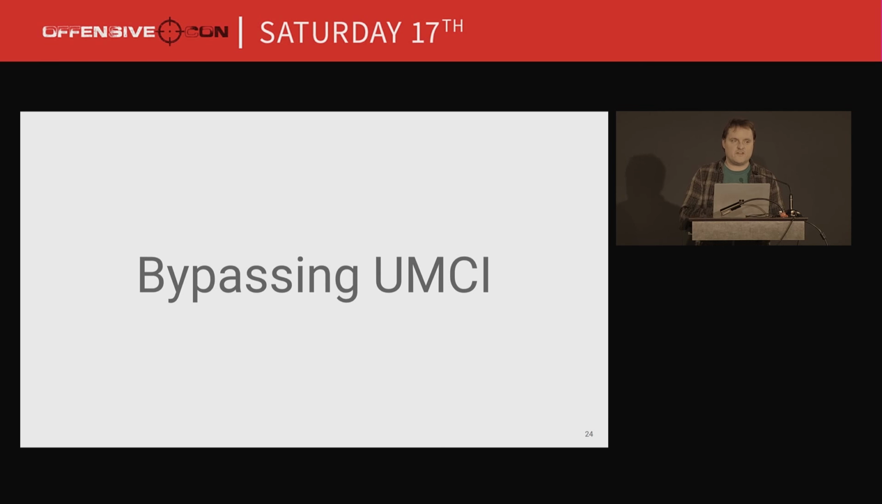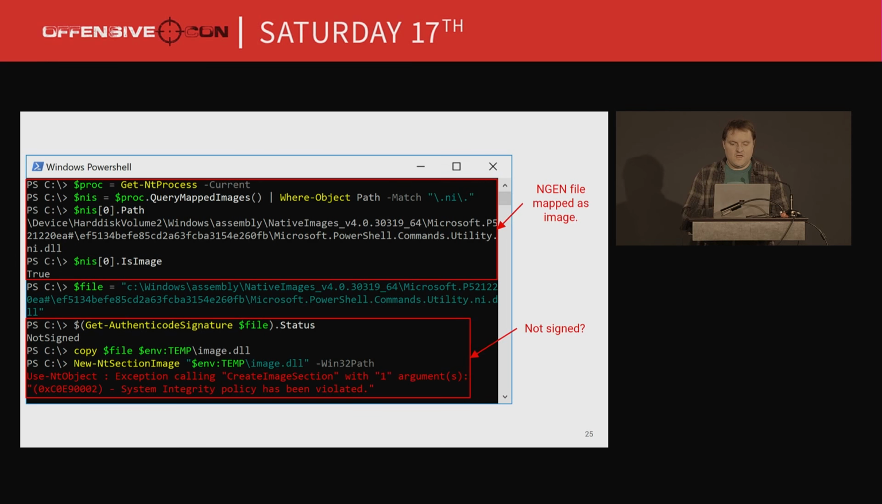Awesome. But not everything is written in .NET. It would be kind of nice if I could run arbitrary executables, like completely anything I liked. So like Process Explorer, for example. Can I do that? Well, when I was poking around, I queried for the mapped images. These images should all be signed. They should all be verified by the code integrity policy in the kernel. And I noticed that there was a lot of native image executables loaded into my process as image files.